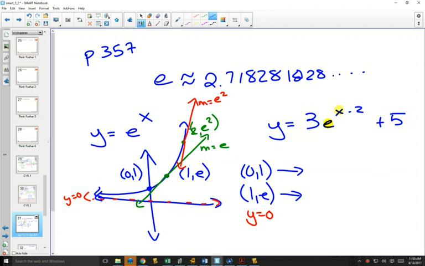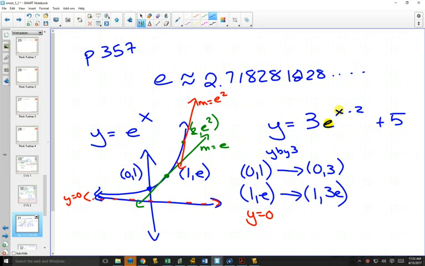Can you see that you only have one stretch? And that is multiplying your y value by 3. So we have (0, 3) and (1, 3e), or you can just write 3, if that works better for you.